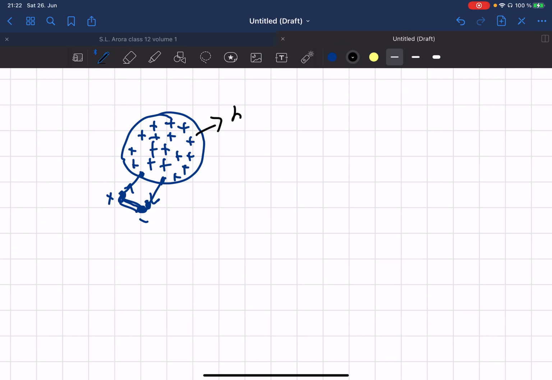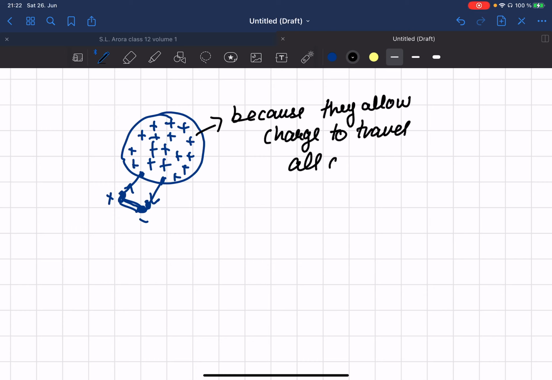Because they allow charge to travel all over their surface, or a metal surface. You can say metal surface also.